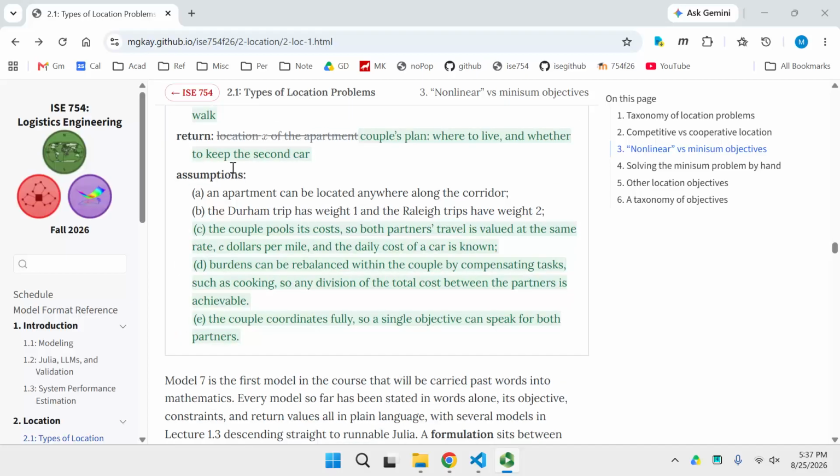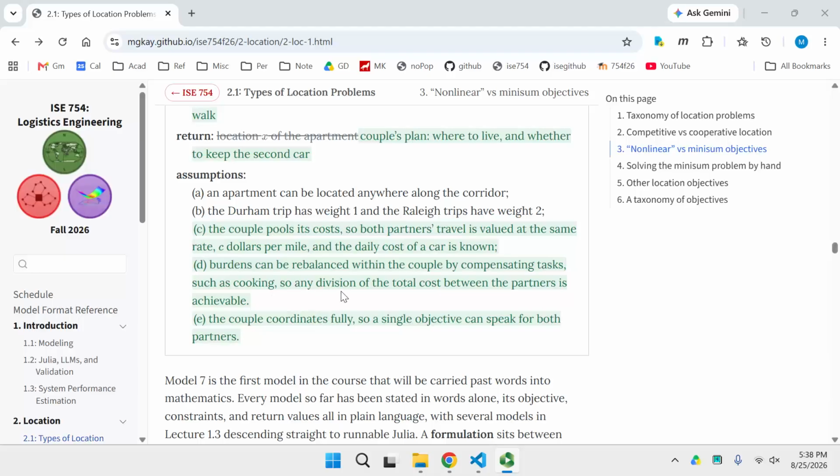These are the additional assumptions. Here we're making the assumption that the cost C dollars per mile is how both people value travel, and we're assuming it's the same. In reality, as you would probably expect, the couple would have different values. Here we're going to assume, again, it's a cooperative problem in this case, so they're cooperating and coming up with a single value. We're going to assume that the burdens can be rebalanced by compensating tasks, doing things like cooking. The member of the couple that doesn't have to drive to Durham could spend the savings in time doing things like cooking for the couple.